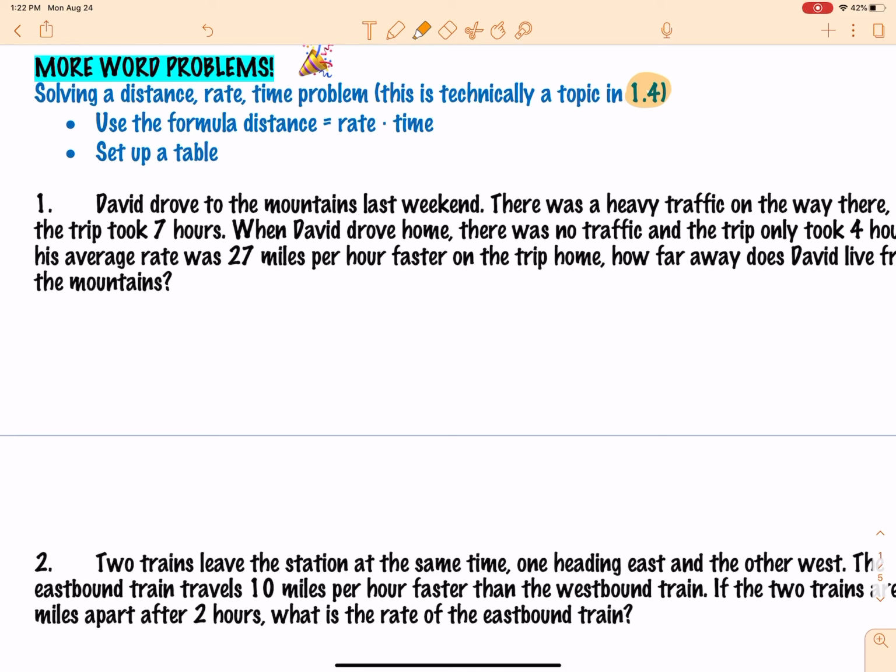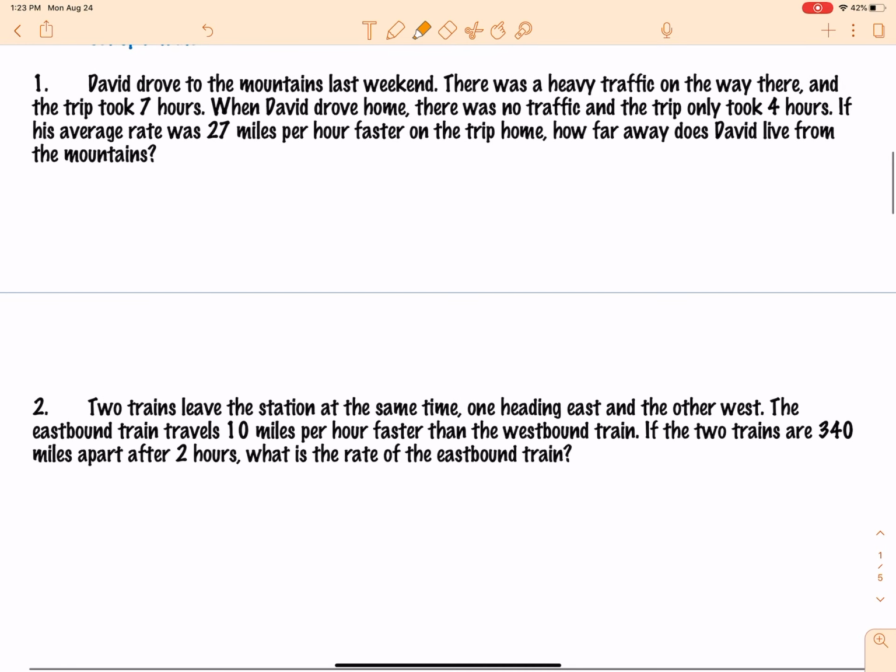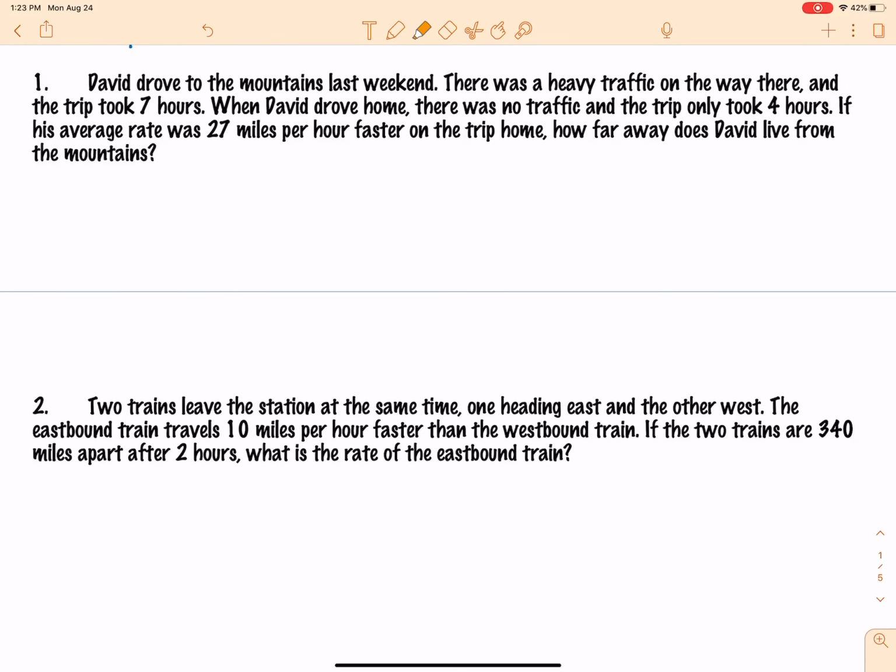So this is called a distance, rate, and time problem that comes up several times in this entire course, like this entire year. And so we're going to start off today by introducing them, and then we're going to build on them in different chapters. So it says, David drove to the mountains last weekend. There was heavy traffic on the way there, and the trip took 7 hours. When he drove home, there was no traffic, so it took him only 4 hours. And they give us rates: his average rate was 27 miles per hour faster on the way home. So how far does he live from the mountains?